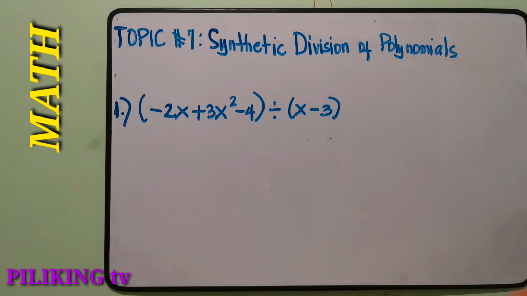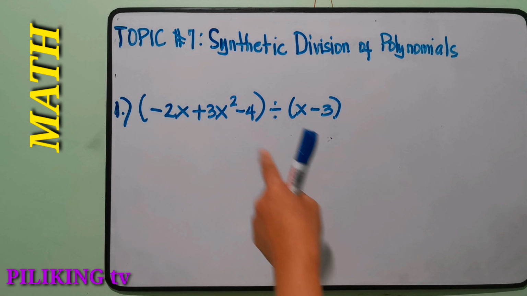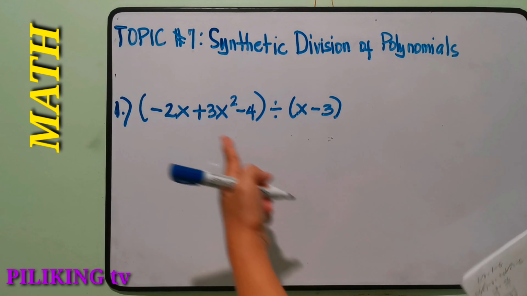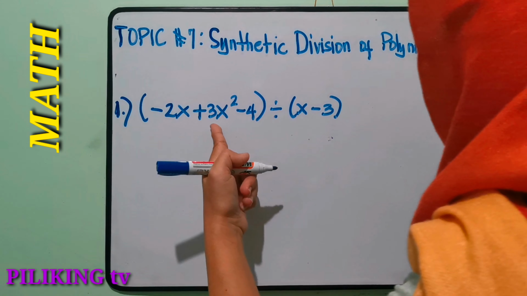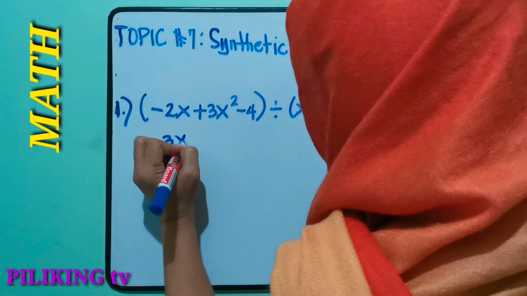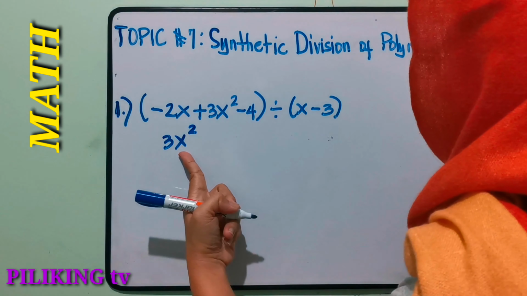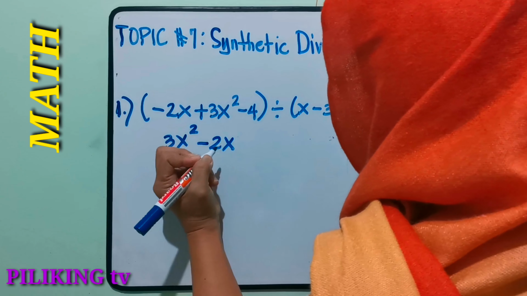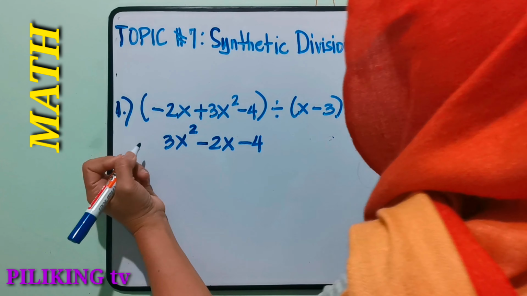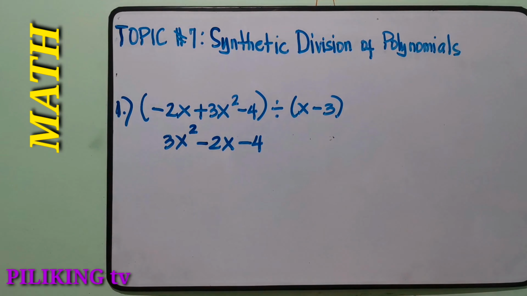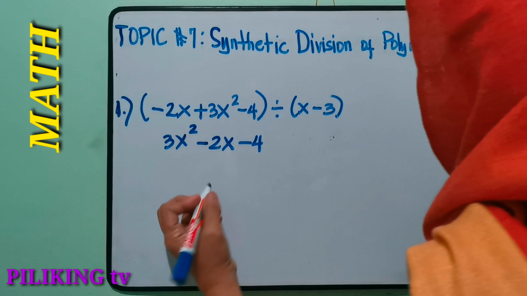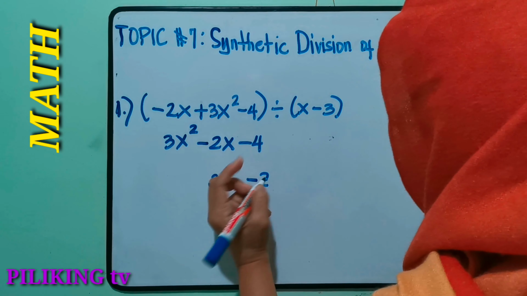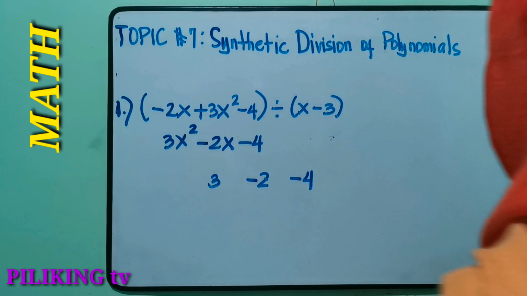Step 1: write the numerical coefficients of the terms of the dividend arranged according to the descending power of the variable x. So, we have 3x squared, since it is the variable which has the highest exponent, then followed by negative 2x, then negative 4. That would be the arrangement. Write down their numerical coefficients: we have 3, negative 2, and negative 4.